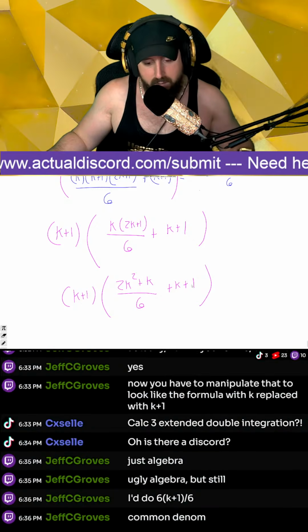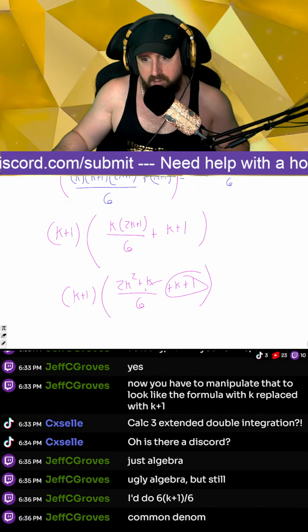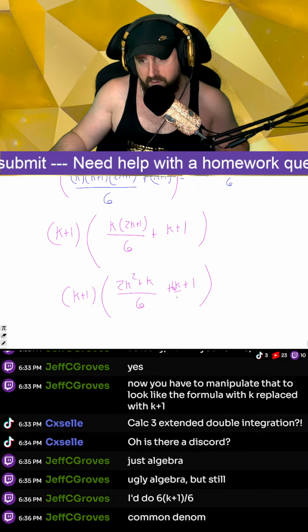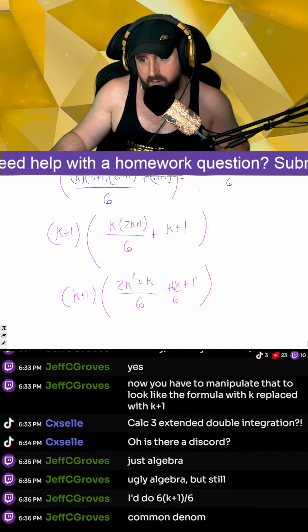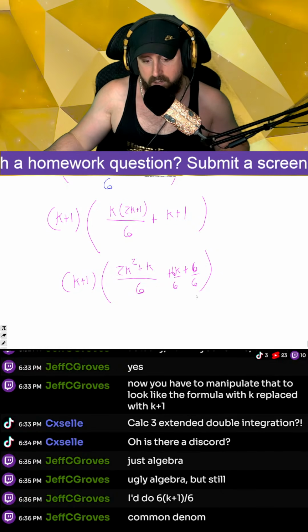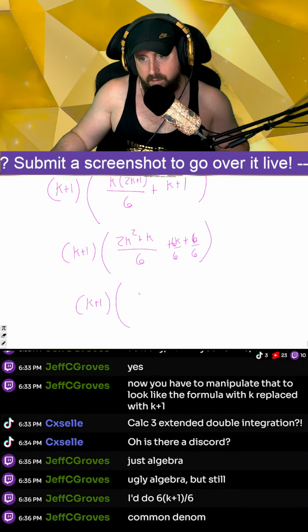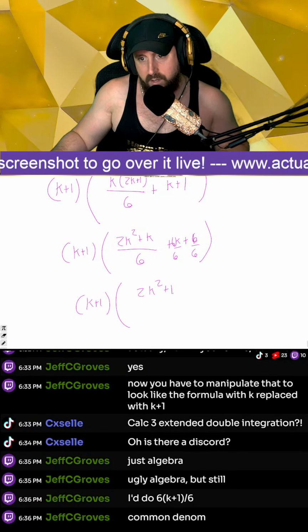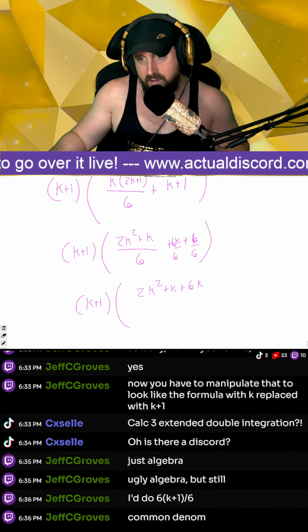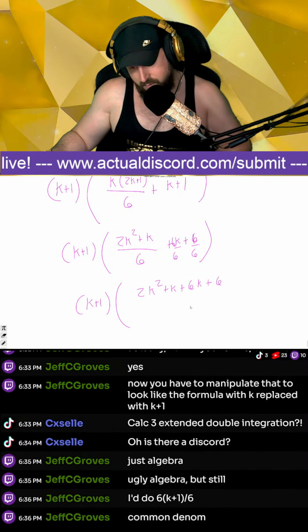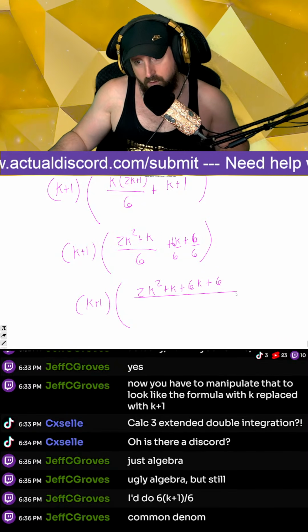Common denominator, exactly. I agree. So to get these to go with this, I now have to make this 6k over 6. Then this is 6 over 6, not over 7. And then that's k plus 1, 2k squared plus k plus 6k plus 6 all over 6.